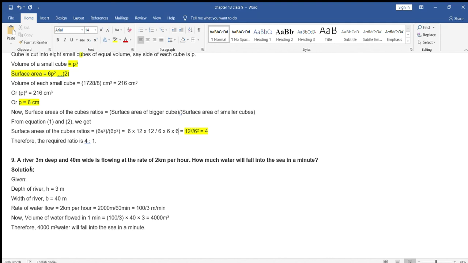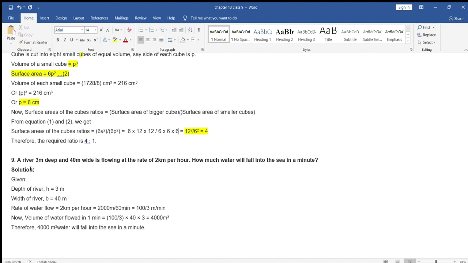Now see, the depth of the river is given to you, the width of the river is given to you, and the rate of flow. The rate of flow is 2 kilometer per hour, and we have converted it into meter per minute. Now, it is 100 upon 3 meter per minute. Sorry, the rate of flow of 2 km per hour is the distance covered. In the case of a river, the distance covered is the length.